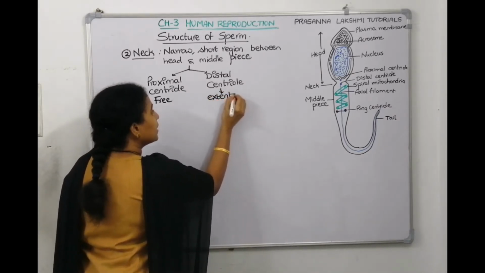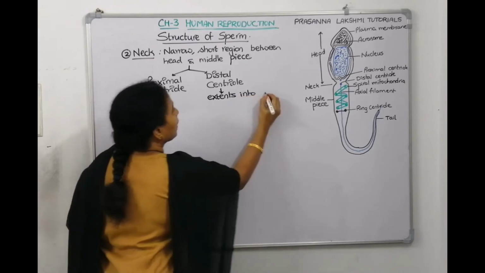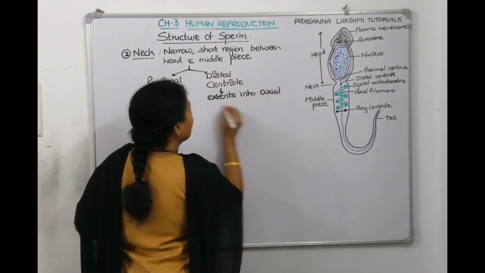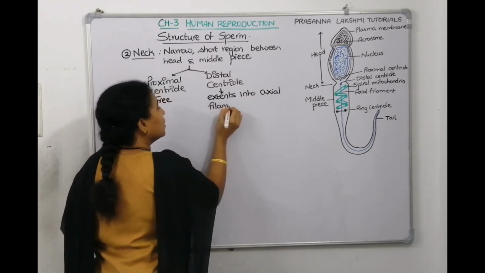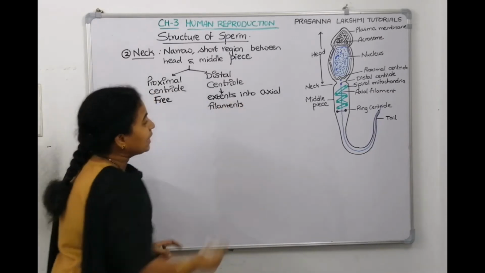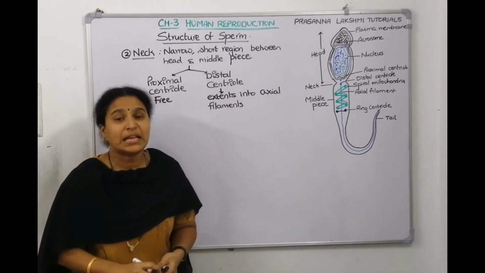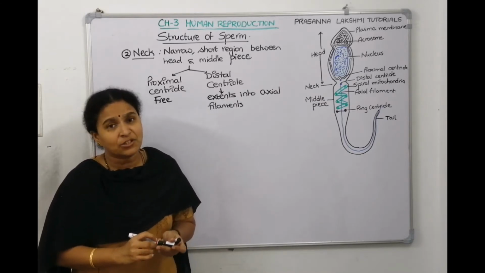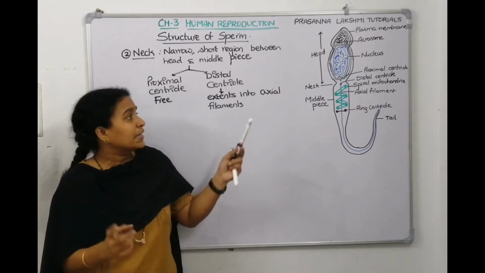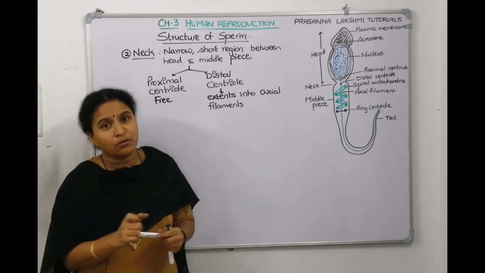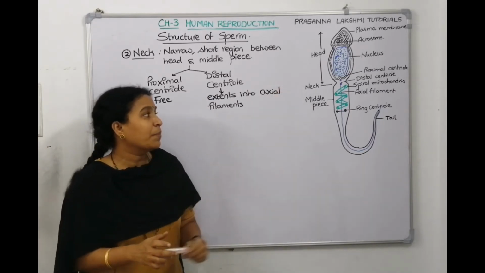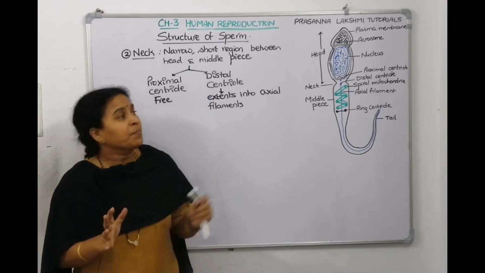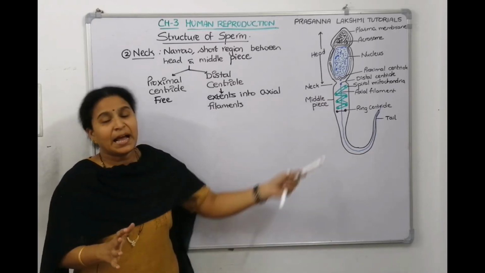The distal centriole extends into the axial filament, which is there in the middle piece and in the tail region. That's it about the neck region. Head has some functions, whereas neck contains a pair of centrioles. It's a narrow region between the head and the middle piece. Proximal centriole is free and the distal centriole will make the axial filament.